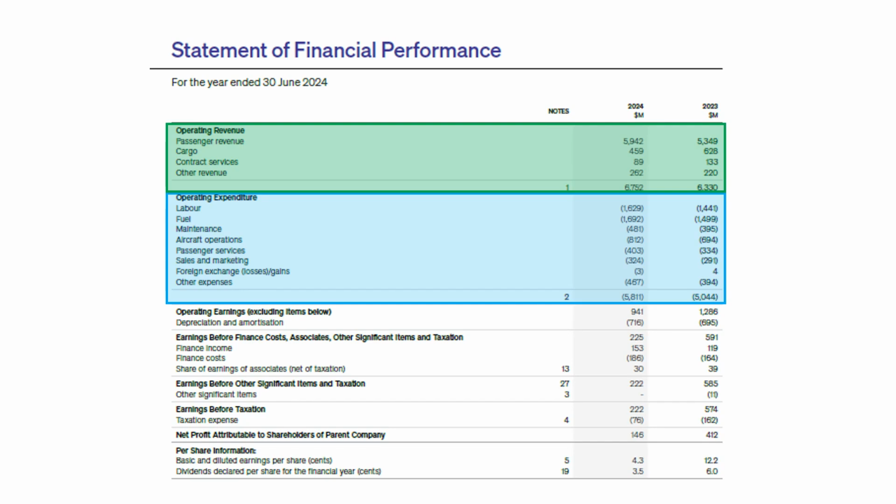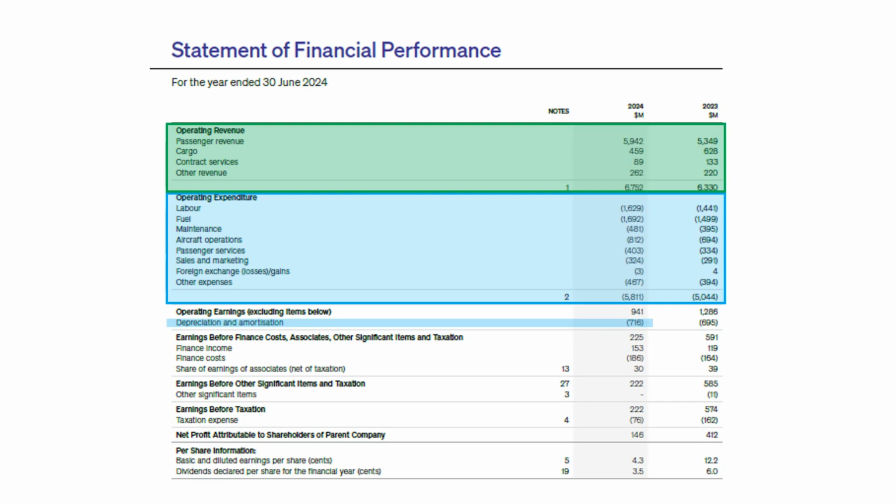Now I'm just going to ignore the bolded headings for the moment and just concentrate on the other amounts of money that we've got below the operating earnings. So we'll start off with depreciation and amortization. You can see that's minus $716 million. So that is an expense. Just the same as the operating expenditure is listed as a negative amount, so is the depreciation.